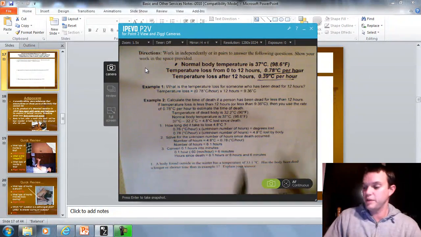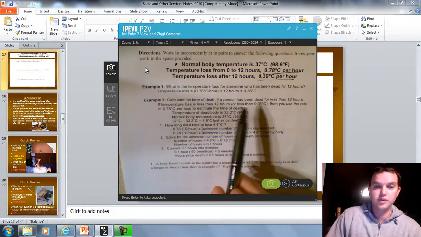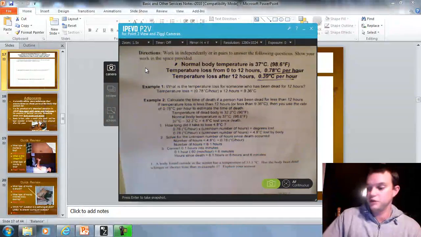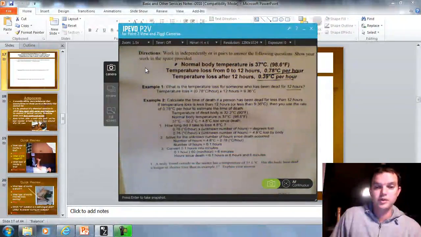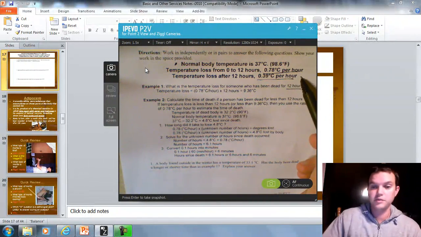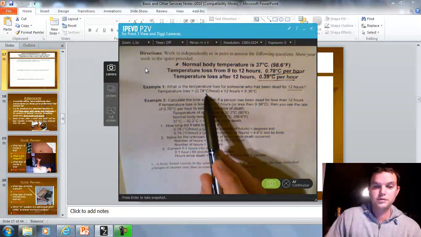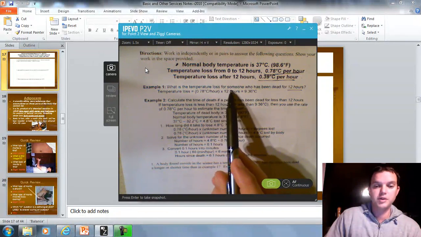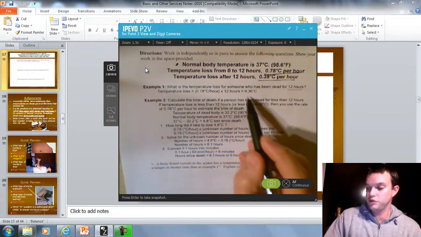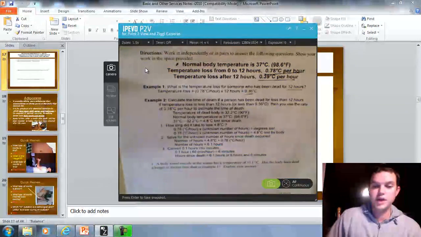All right, so if you look at the example that's been given to you already, it's asking what's the temperature loss for someone who's been dead for 12 hours. So if they've been dead for 12 hours, we don't need to use the second equation. We only need to use the first equation. So what we're going to do is take our rate, which is 0.78 degrees Celsius per hour. You're going to multiply it then by the number of hours that the individual has been dead. And that'll tell you that the temperature loss for that individual should be 9.36 degrees Celsius.